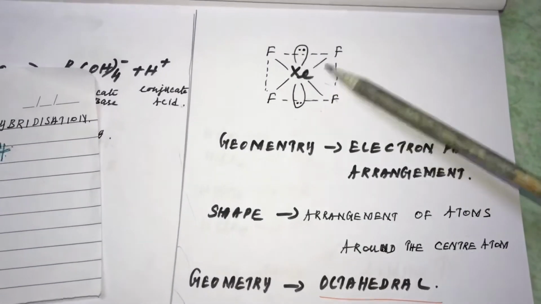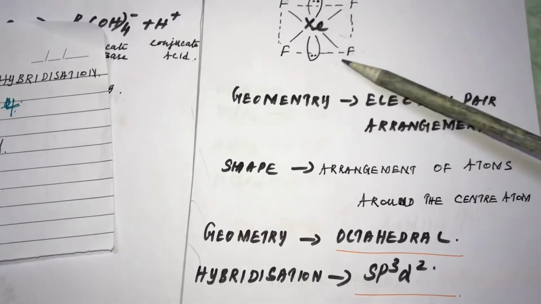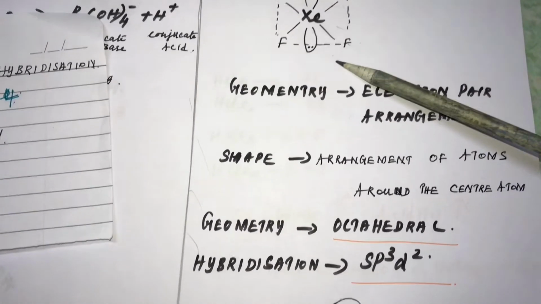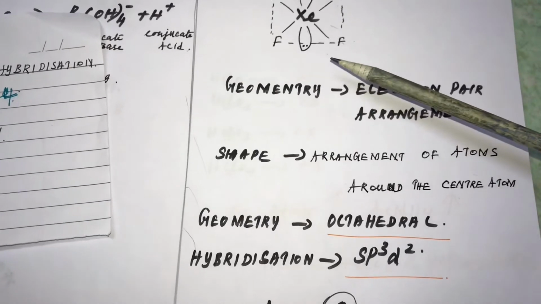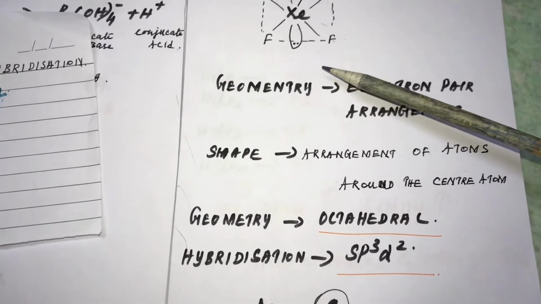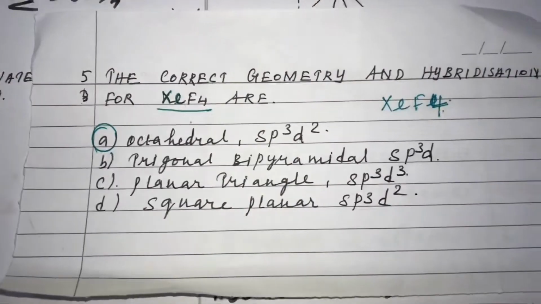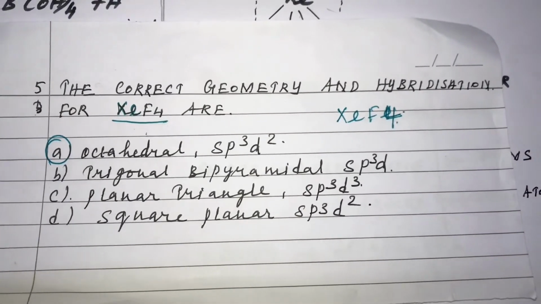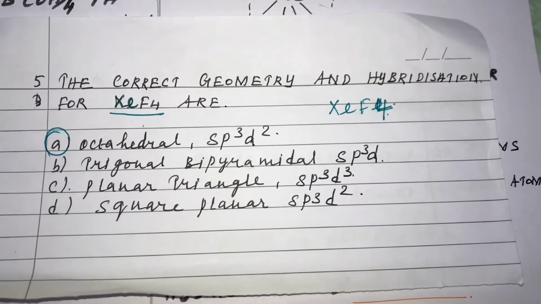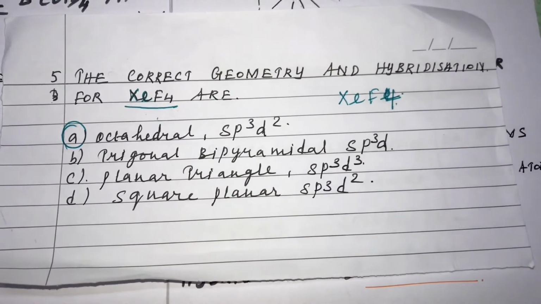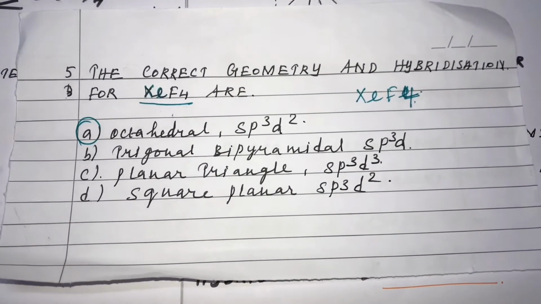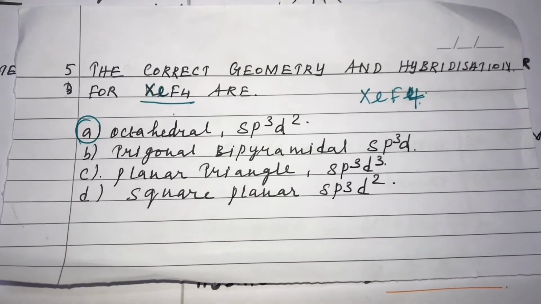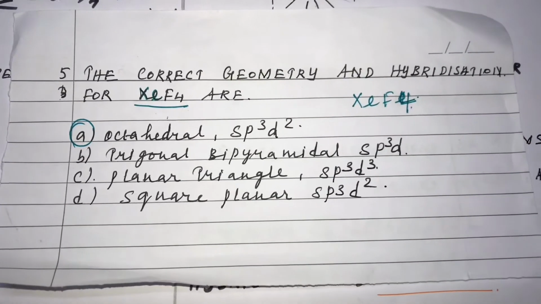And the hybridization is sp3d2 hybridization. So the geometry is octahedral, and the hybridization is sp3d2. So according to the explanation, the geometry and hybridization of xenon tetrafluoride is octahedral and sp3d2. So the answer is A. A is the answer.